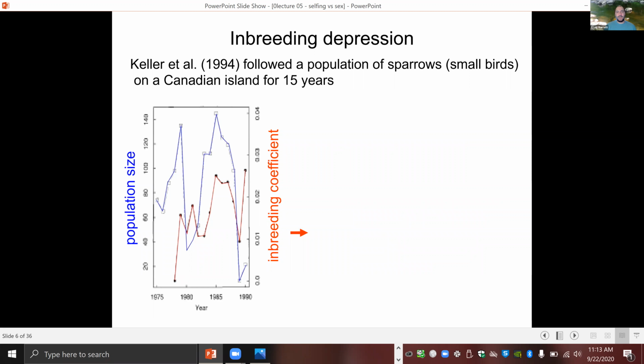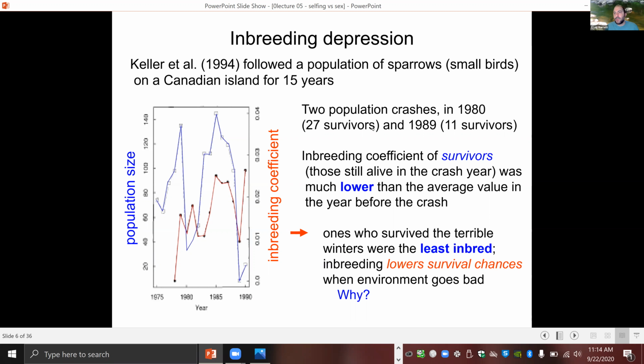So, a study from 1994 in a population of sparrows on a Canadian island. There were two population crashes in 1980 and 1989, where the population size went down to 27 individuals from several hundred. And then in 1989, it went down to only 11 individuals. So huge, what we call population bottlenecks here.